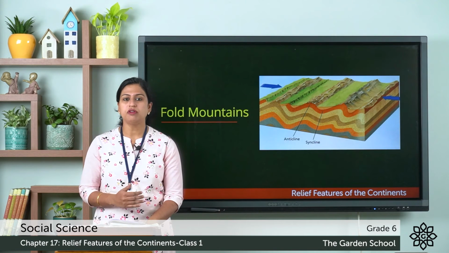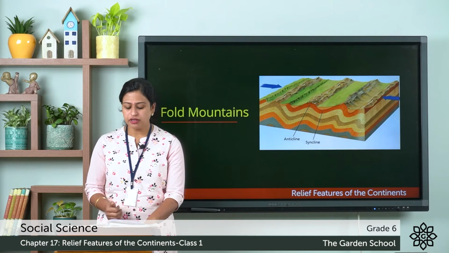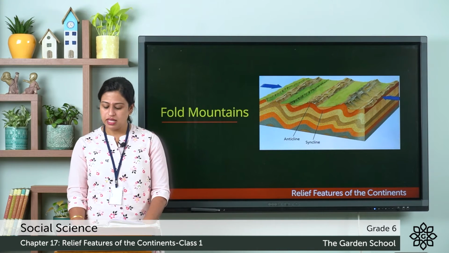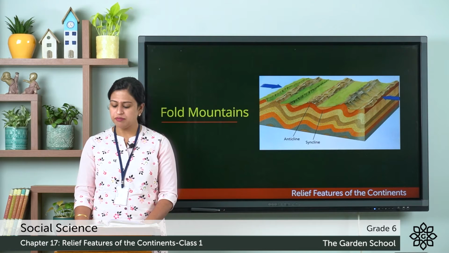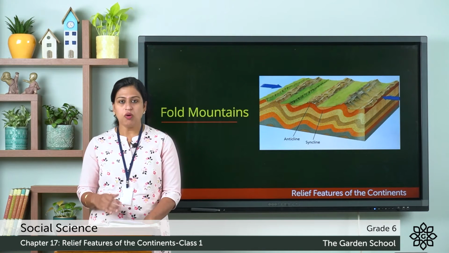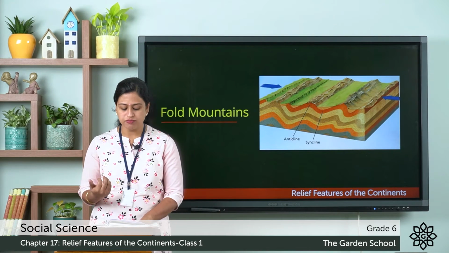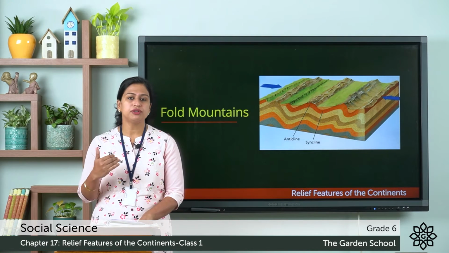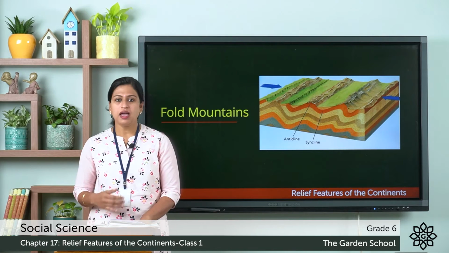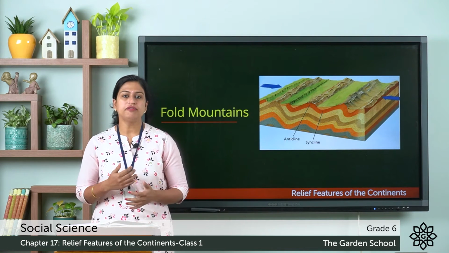So, here the young fold mountains are those mountains which were formed within the last 40 million years, and it includes the Alps in Europe, the Himalayas in India, the Rockies in North America and the Andes in South America. And the old fold mountains are the mountains that were formed about 200 to 300 million years ago, and it includes the Appalachians in the USA and the Aravallis in India. So, this was about the fold mountains.